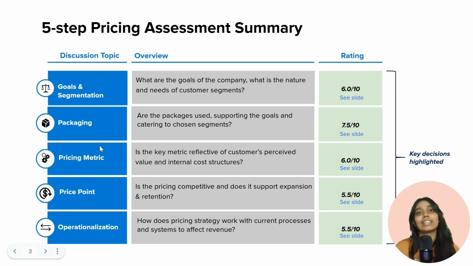So at Monetizely, we follow a 5-step framework to assess a pricing strategy. And each step, one after the other, has a waterfall effect. So only when your goals and segmentations are set right and you're aligned on what they mean to you, does going to thinking about packaging or the next steps make sense. So that's the key summary slide. And each of the slides following will have the specific details into each of these steps.